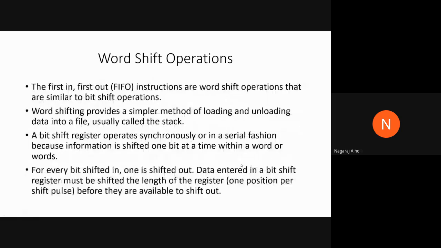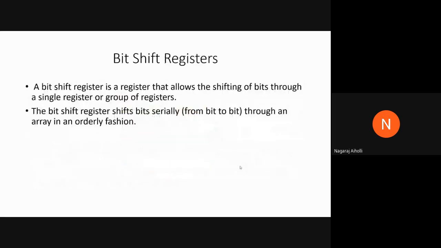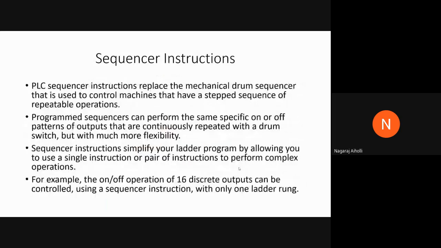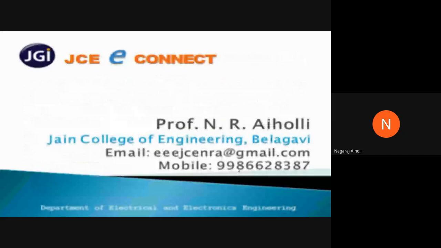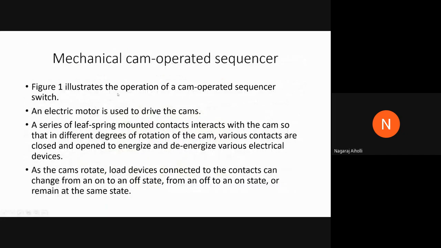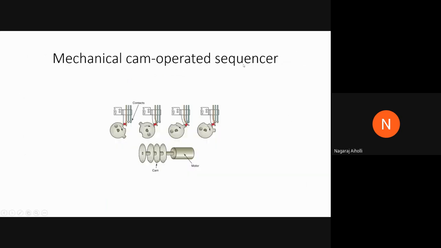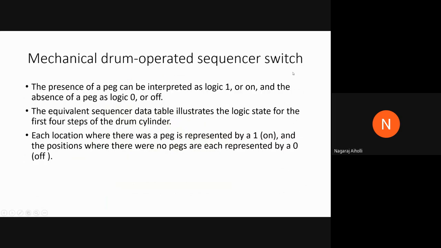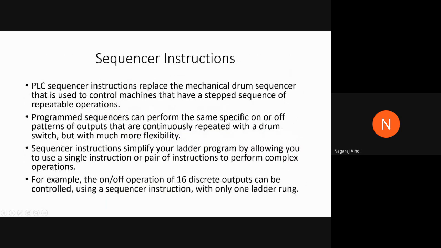So in today's class, students, we have discussed sequencing and bit shifting operations. We started with the sequencing operations, starting with the mechanical cam operated sequencer. We have discussed the working of the mechanical cam operated sequencer. We have also discussed the operation of the mechanical drum operated sequencer switch. Then later we moved on to the sequencer instructions, where we discussed PLC sequencer instructions, which have replaced the mechanical drum sequencer because of their high flexibility.